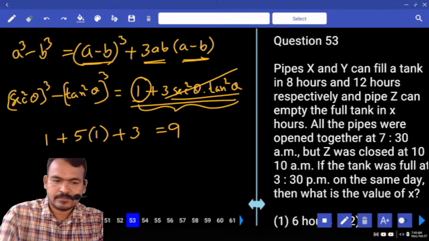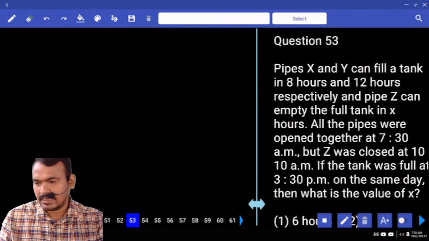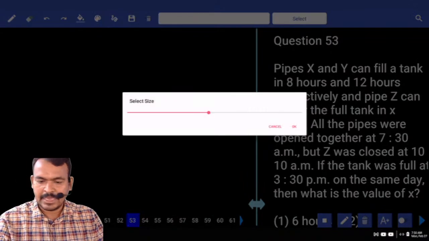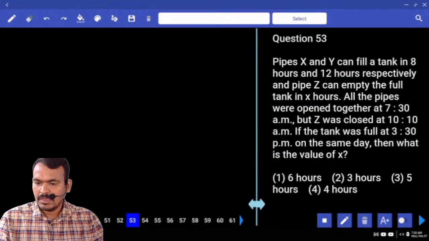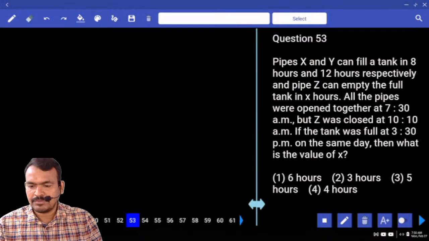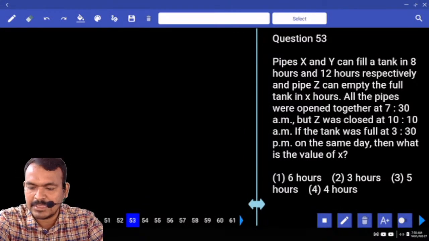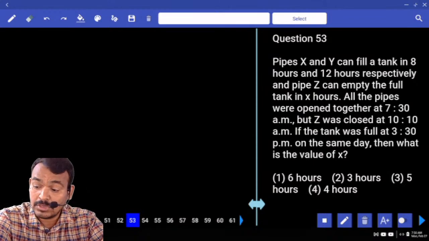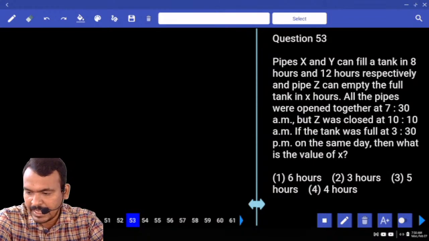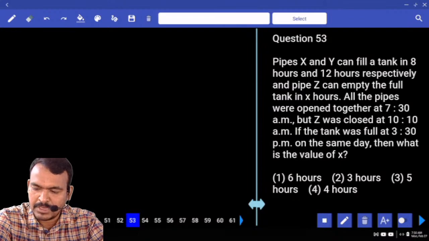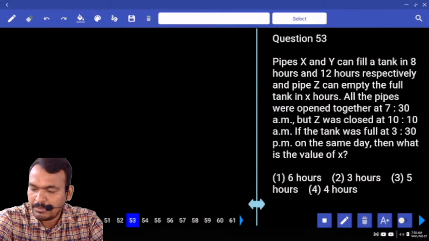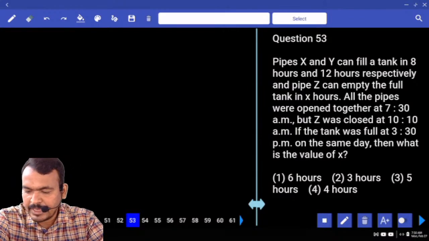53. Pipes X and Y can fill a tank in 8 hours and 12 hours, and pipe Z can empty the full tank in X hours. All the pipes were opened together at 7:30 a.m. but Z was closed at 10:10 a.m. If the tank was full at 3:30 p.m. on the same day, then what is the value of X?